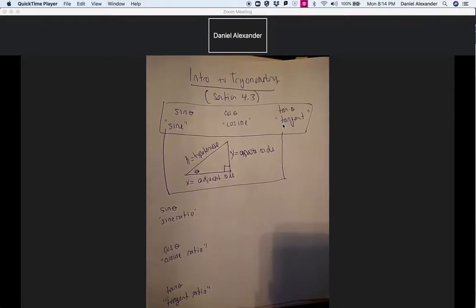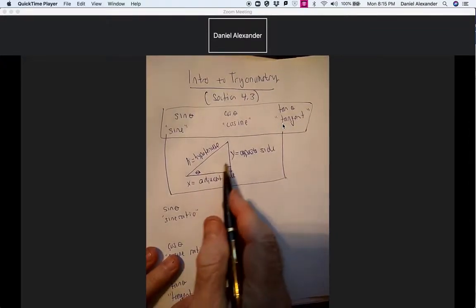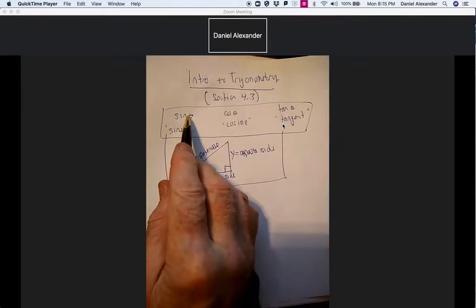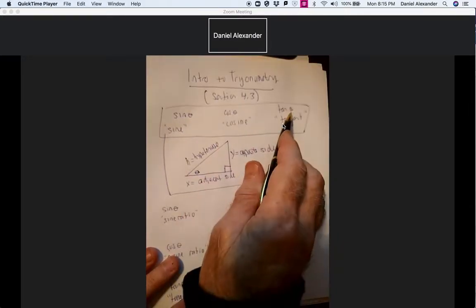I want to introduce you to trigonometry today. It'll be a brief introduction. We'll go into this in much more detail next week. I'm going to just talk about what's called right triangle trigonometry, and that's where we use a triangle to define what the sine, cosine, and tangent are.